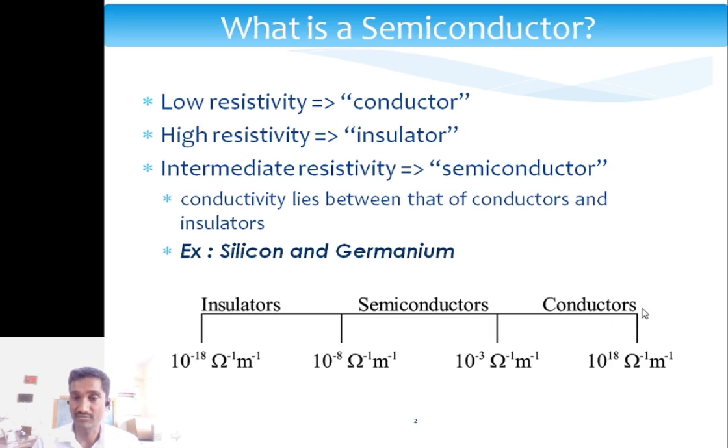Next is the conductor. The conductor is shown at 10 raised to 18. That means this value is much higher, the conductor has more conductivity, so its resistance is very low. And in between the conductor and insulator is the third material, the semiconductor, whose conductivity lies between 10 raised to minus 8 and 10 raised to minus 6.